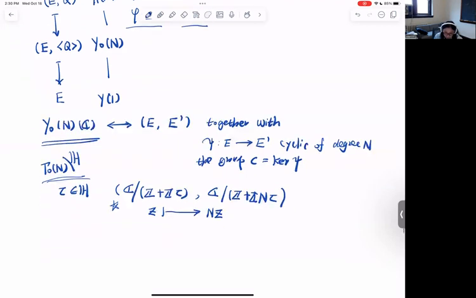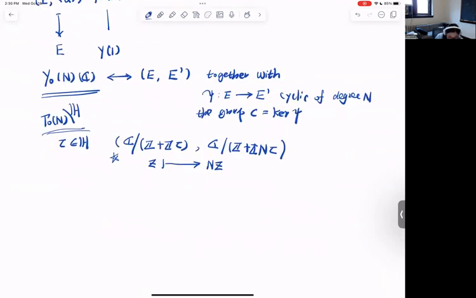Okay. The next important thing is that the modular curve X1, well, we define it over the complex numbers C, but it has a model over Q.